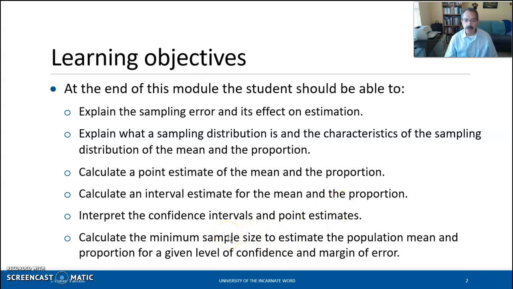And the last topic that we will address in this module is that of calculating the minimum sample size to estimate the population mean and the proportion for a given level of confidence and margin of error. All right, that's what we will learn in this module.